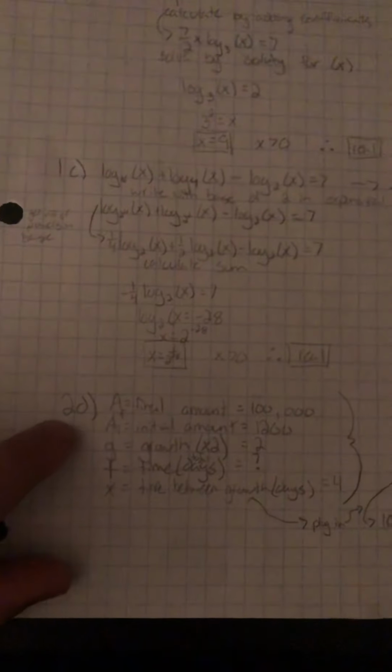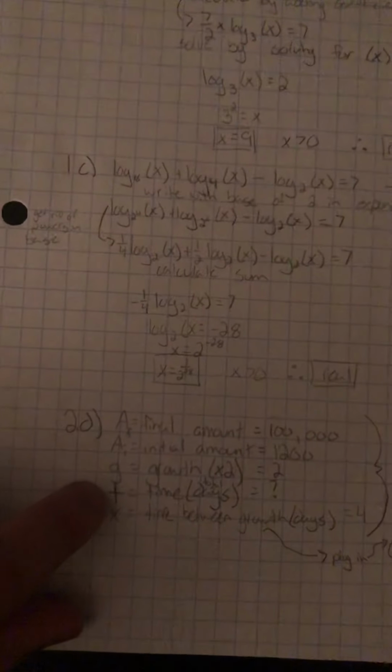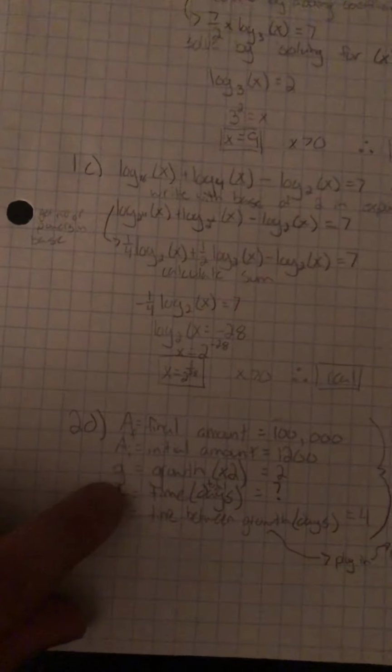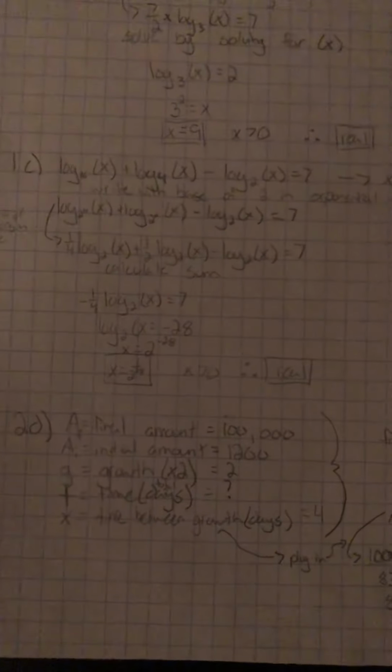And down here we got 2D, and I made AF the final amount, AI the initial amount, G the growth, which is times 2, T the time, which is total days, which we're looking for, and X the time between the growth, which is 4 days: every 4 days it doubles.